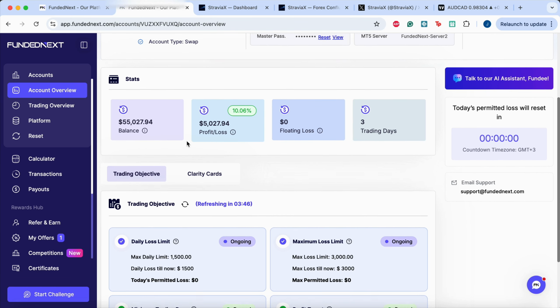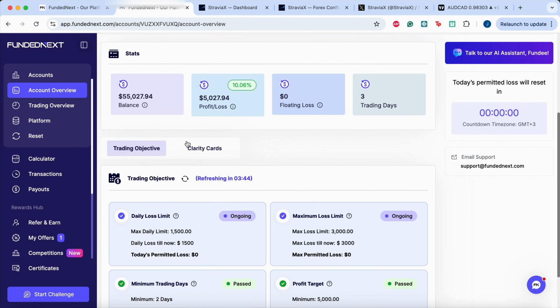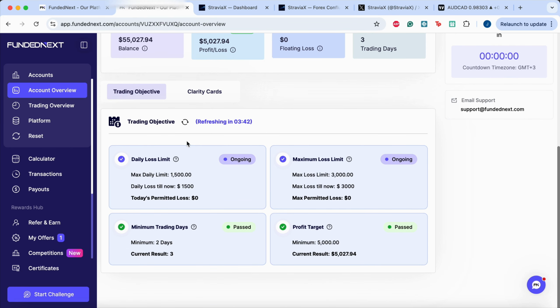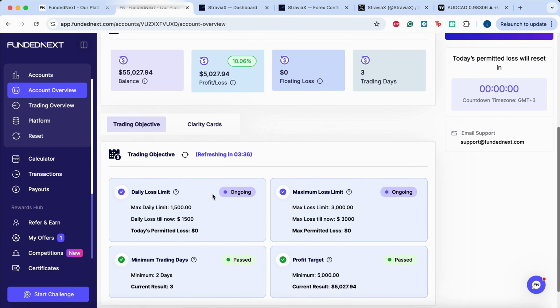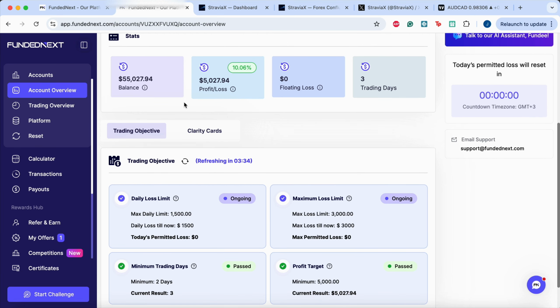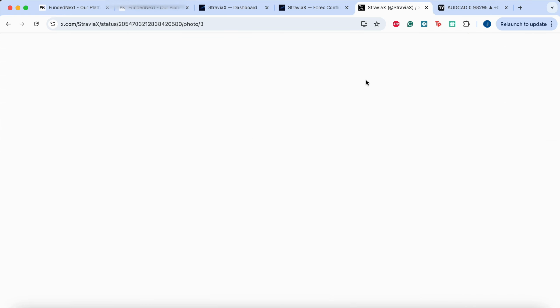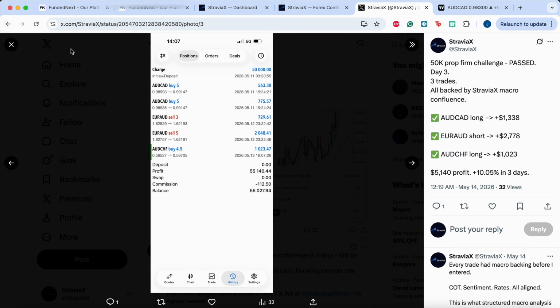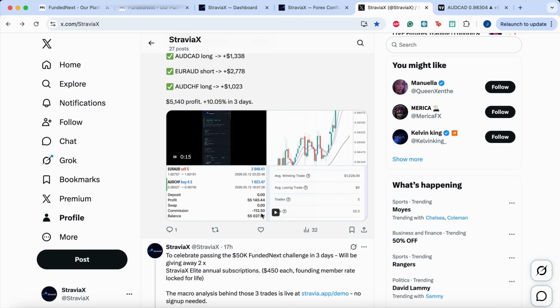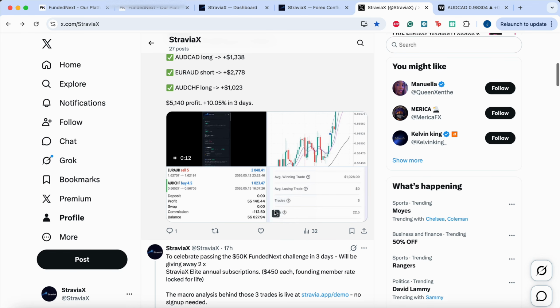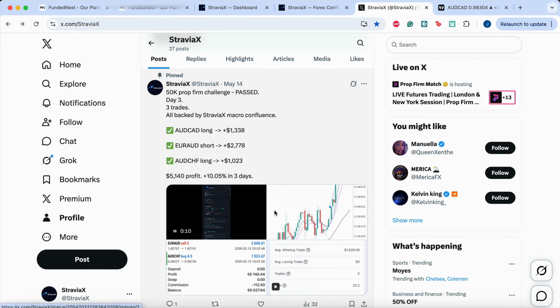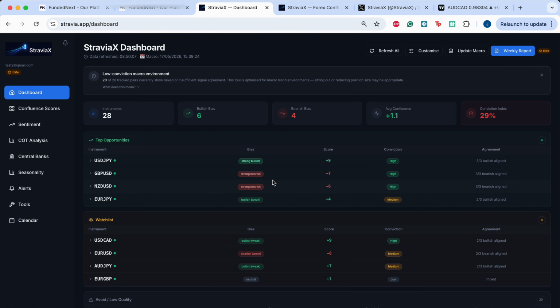This was all done after passing this one step 50k challenge, which was documented on Twitter over the course of 3 days. As you can see, it took 3 days to get to the 10% profit target. Just to flash up the Twitter, these were the tweets taken during that time. And what I'll do is show how I got there, and it's through using what I've created, which is StraviaX.